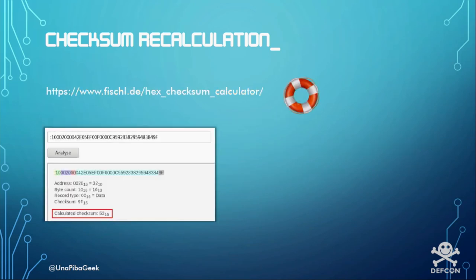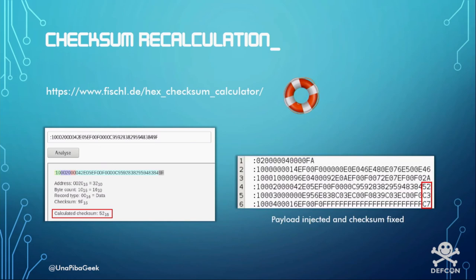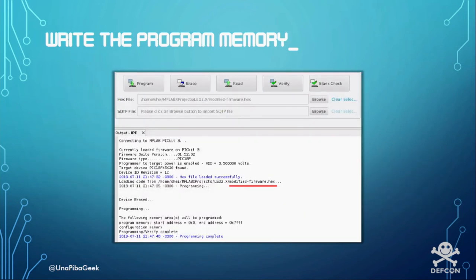But there is always a lifesaver, and we can use this website to calculate the checksum for us. So remember, for every affected line after payload injection, we have to fix the checksum. If we don't, we're going to get an error at the moment of loading this modified firmware into the target device. Okay, so we are ready. We can use the MPLAB IDE or IPE to load this modified firmware into the microcontroller's program memory of our target device.